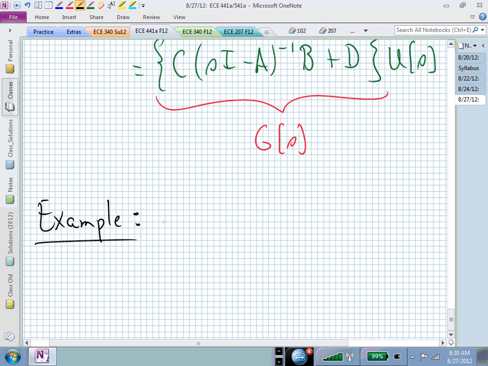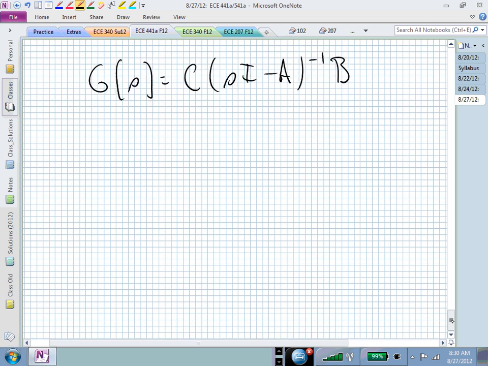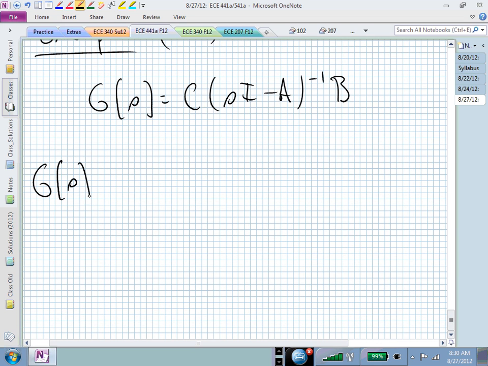So for our example, D is equal to 0, and we now have G of S is equal to C (sI minus A) inverse B. Let's plug in what we know. We know the output matrix was 1, 0. We know that this next piece was S times I, and I we said was n by n. In our particular example, little n was 2, so this is a 2 by 2 identity matrix.